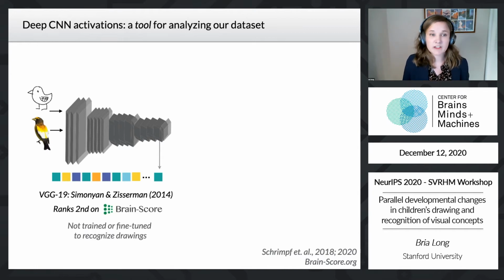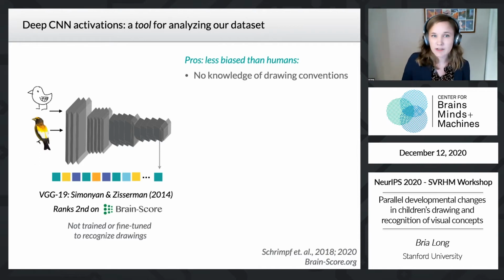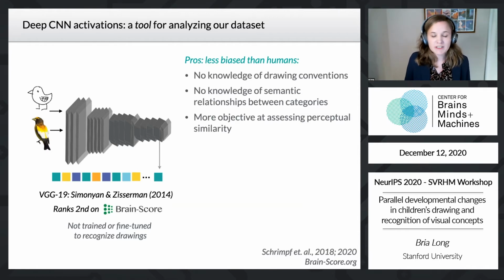There are some significant advantages to doing so. One of the pros is that it's less biased than humans in some ways. It doesn't have any knowledge of drawing conventions, of how we might typically draw a fish or a bird. It also doesn't have high-level semantic knowledge or the semantic relationships between categories, information that humans are notoriously bad at discarding when they're making perceptual similarity judgments. And so in some ways, these model features are more objective than humans.